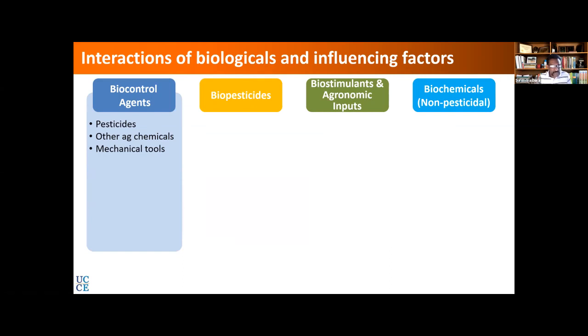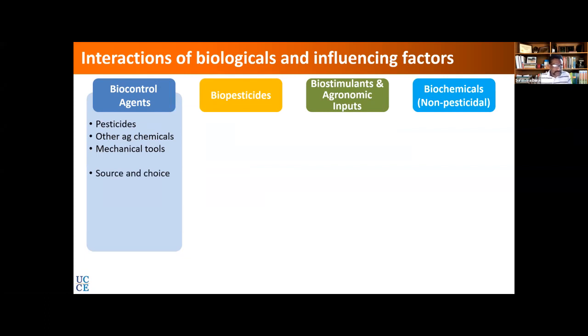And then mechanical tools. If you are using a vacuum and you have natural enemies, the vacuum is going to remove those natural enemies. But you have to weigh the benefits and the disadvantages, which is important for the situation and so on.